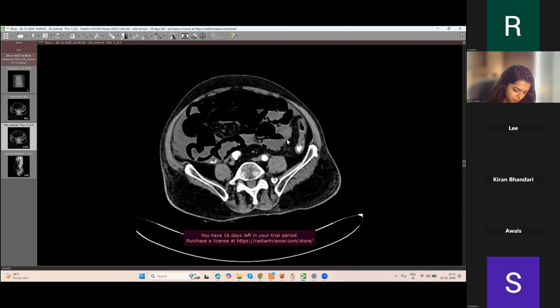I'm suspecting infarcted bowel loops as well. Can I see the lung window to comment on the perforation and the free air?